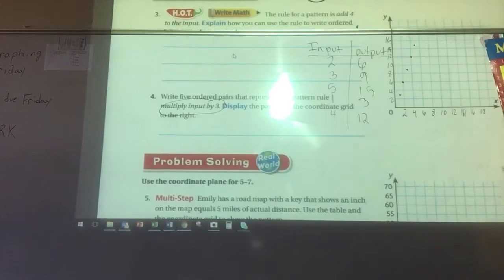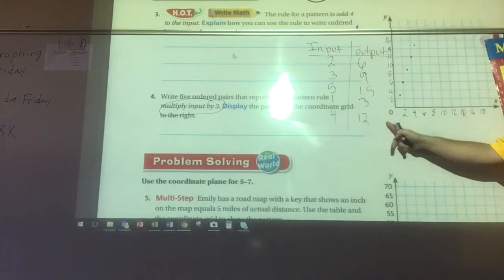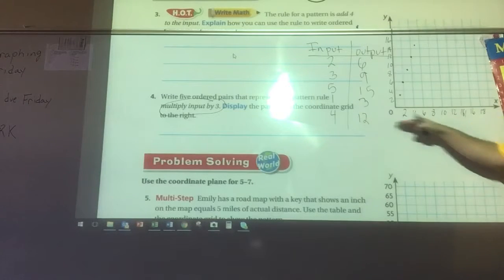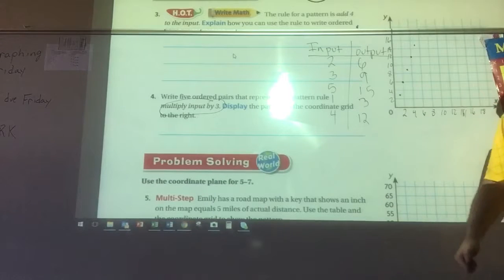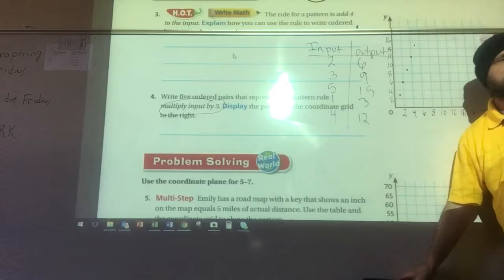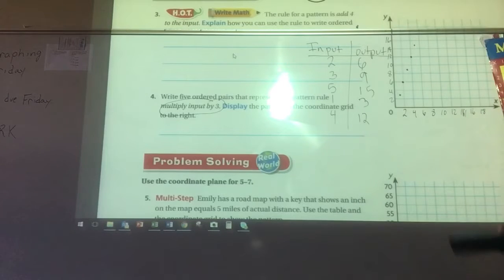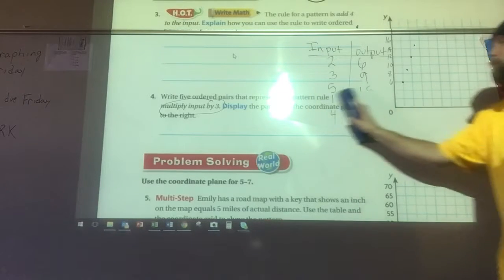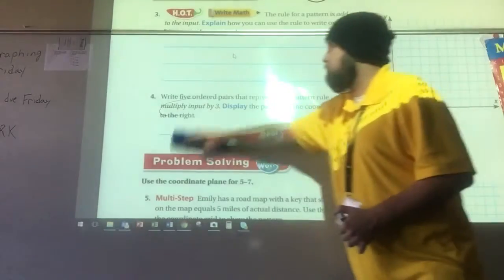Just remember, like I said yesterday, you walk before you get in the elevator. So it's horizontal, then vertical. Horizontal, then vertical. Questions on these? Awesome. This is really easy.